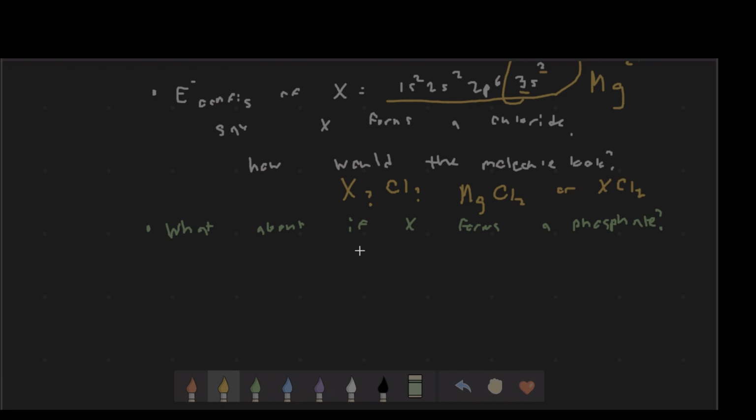And now, say X wants to form a phosphate, so as we previously established, X has a 2+ charge, and we know phosphate has a 3- charge, hopefully by now. So what we're going to do is use the cross multiplication method and have our final answer as this.